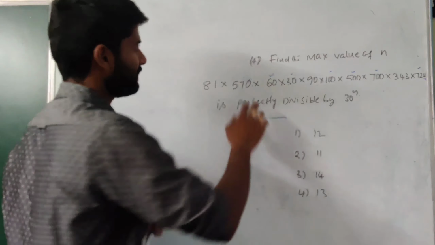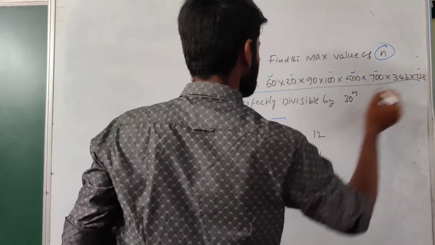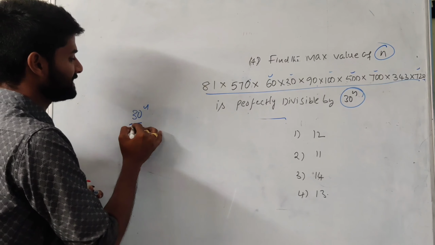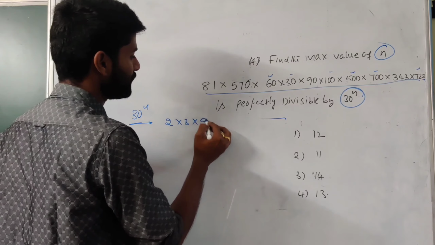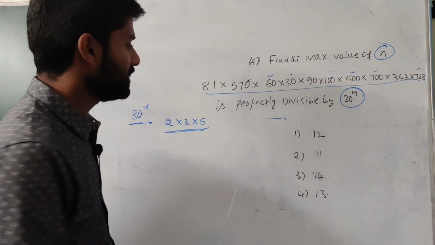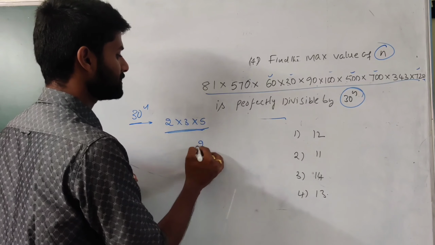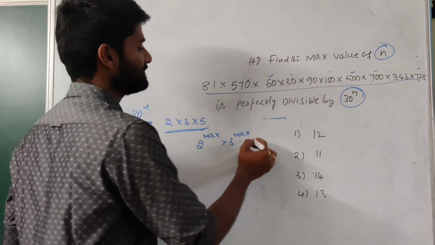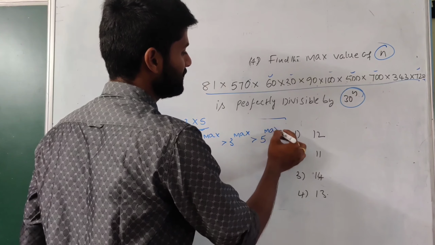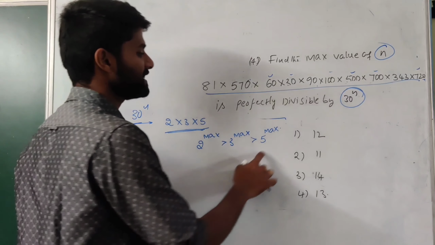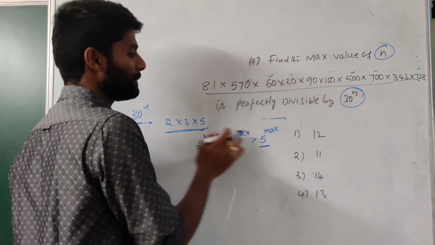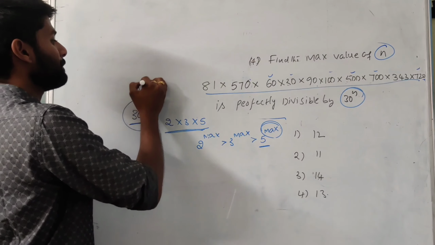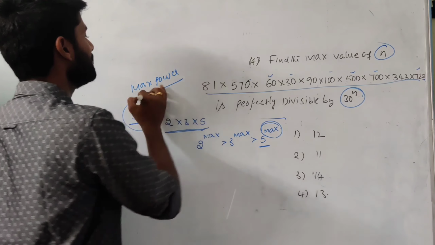Okay, just see the question. Find the maximum value of n such that this resultant is exactly divisible by 30 power n. Take it as 30 power n, where 30 can be written as 2 into 3 into 5, because this is the prime factorization. We already know that in any resultant, the 2 maximum power value is always greater than the 3 maximum power value, and the 3 maximum power value is always greater than the 5 maximum value. If you compare these three powers, this is the minimum power, and the minimum power value is exactly equal to the maximum power value of 30.